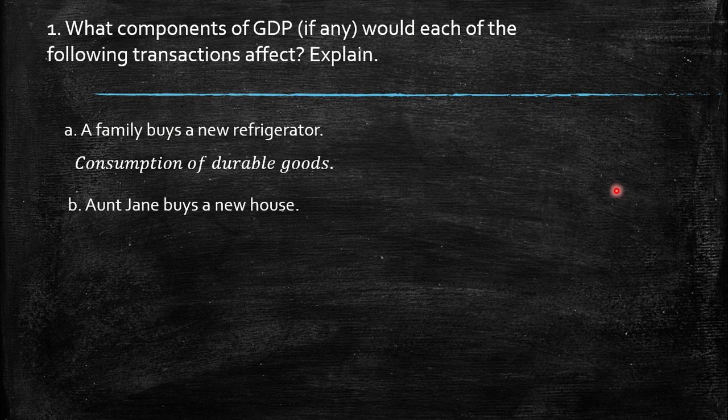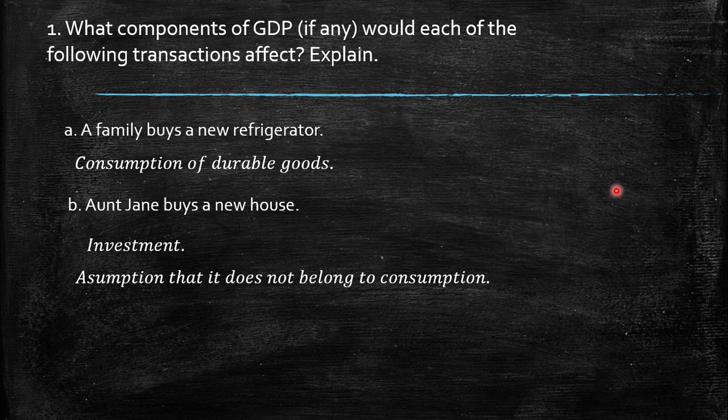Second, B. Aunt Jane buys a new house. This is a tricky question for GDP measurement. Why? Because at first you can think that buying a house could be related to consumption. Actually, no. This is more about investment. There is an assumption that it does not belong to consumption. So every time we buy a new house, this is considered investment.